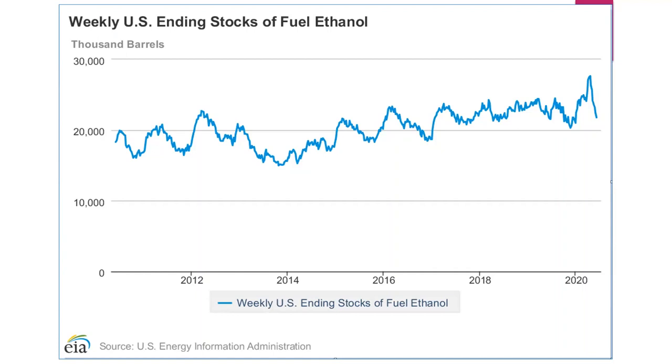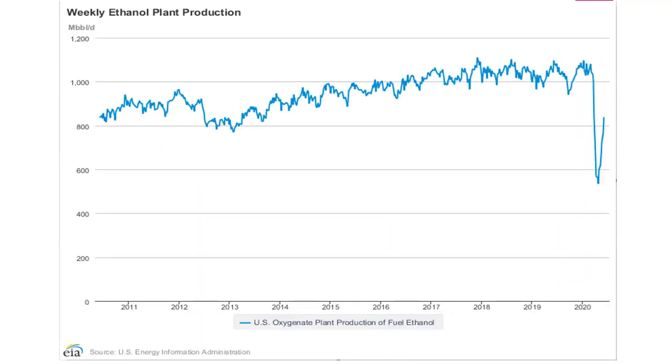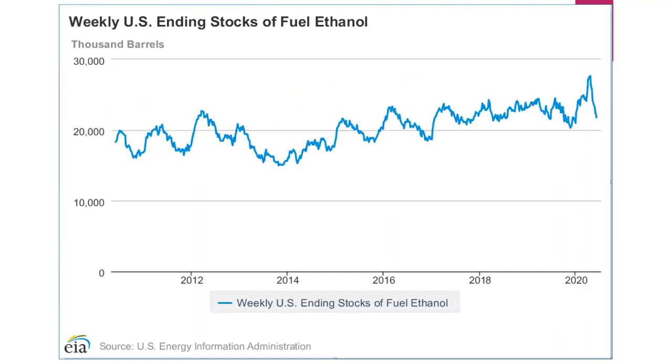Interestingly, when you saw plant production drop off, stocks dropped, and that's a great sign. Should be helpful to the overall supply and demand balance in the ethanol market.